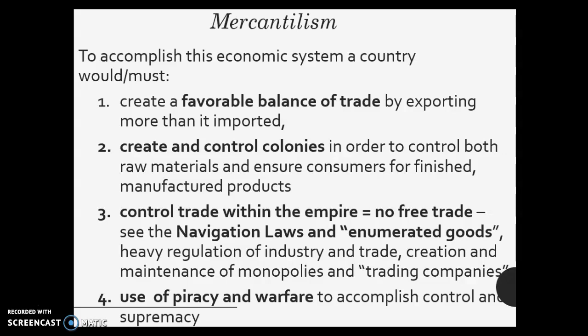Other is use pirates. This is a cost-saving tactic, right? Why risk my Navy's boats when I could pay you to raid enemy ships? You steal a Spanish gold ship, you keep half of it, you give half to us. So again, this is a cutthroat system that is meant to be dominated by the one country there. Again, enumerated goods are those, just to reiterate, the goods that have to go through those ships.